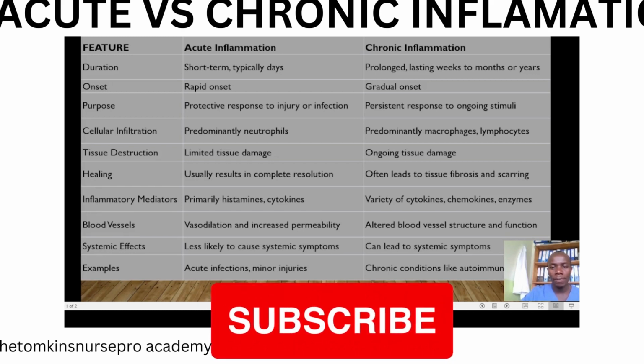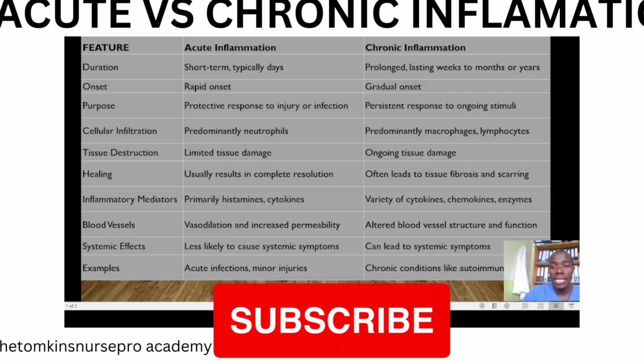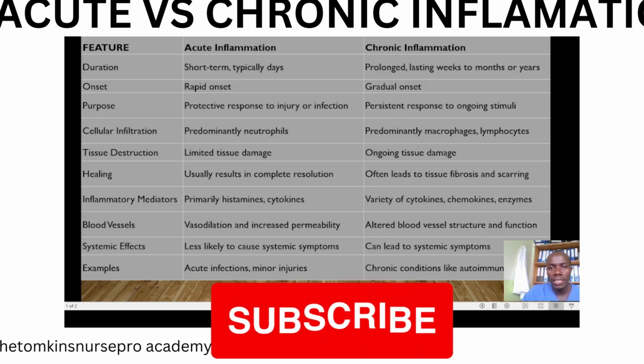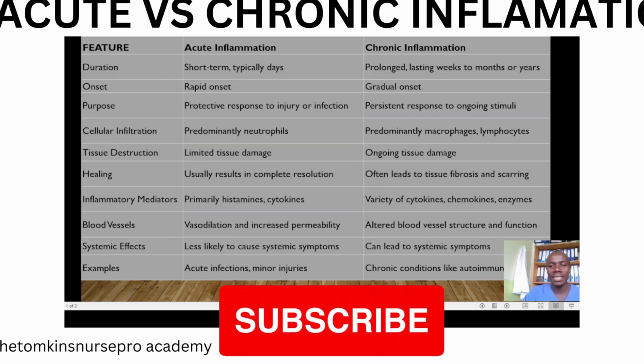Looking at the duration, you find that acute inflammation is characterized by short term, typically days, whereas chronic inflammation is characterized by prolonged, lasting weeks to months or even years. Take, for example, chronic conditions like hypertension, diabetes, and cancer, where inflammation may be there throughout.